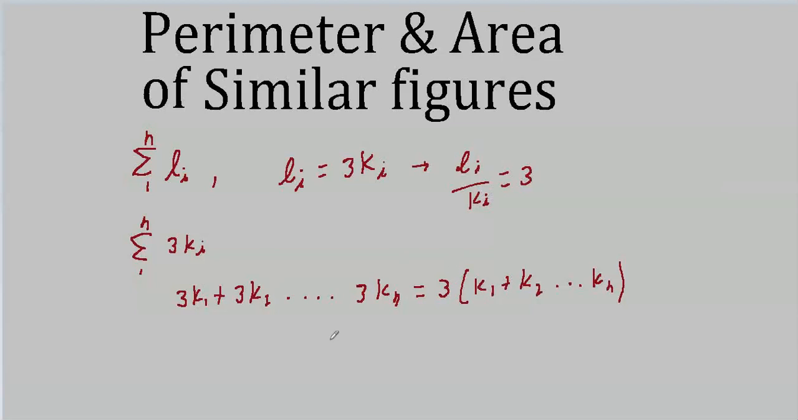So if you have a perimeter of, say, L sub I, or let's just say P sub L, for polygon L, which has sides L1, L2, on up to however many sides this polygon has, P sub L will equal 3 times the perimeter of polygon K. That's precisely because of this relationship here. They pretty much go together.